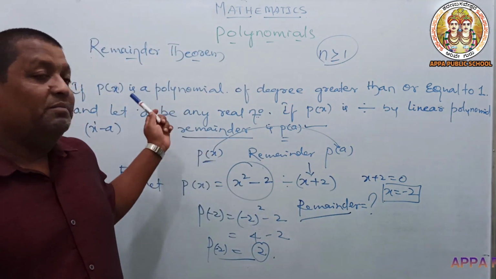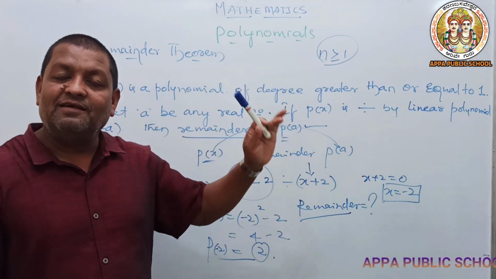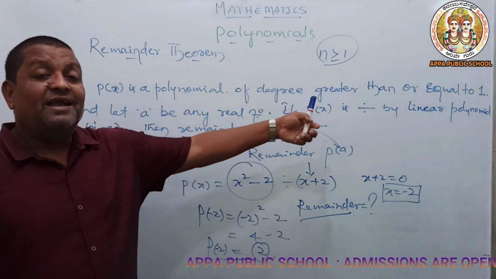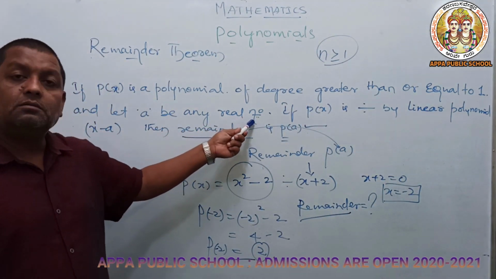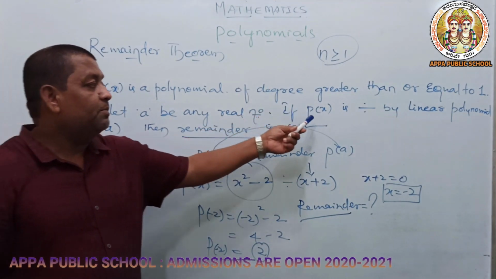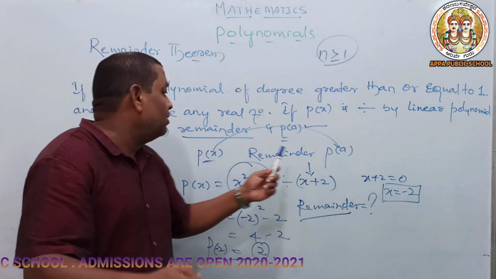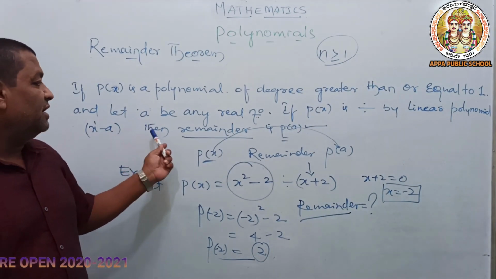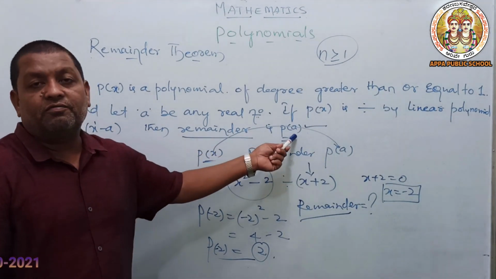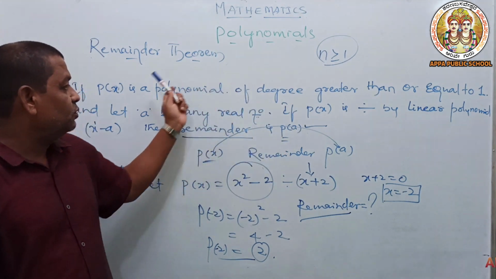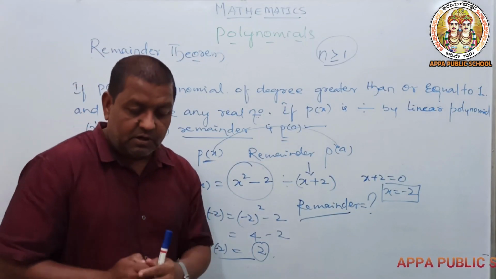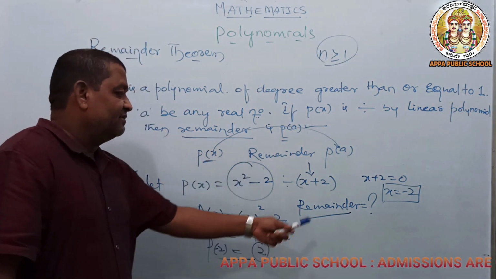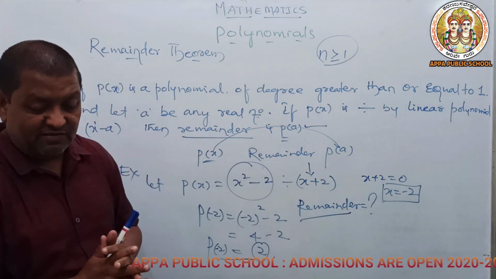P of x is a polynomial of degree n equal to 1 or greater than 1, and a is any real number. If the given polynomial is divided by the linear polynomial x minus a, then the remainder is p of a. So just hold the statement in your control and understand things like this. So that becomes very easy.